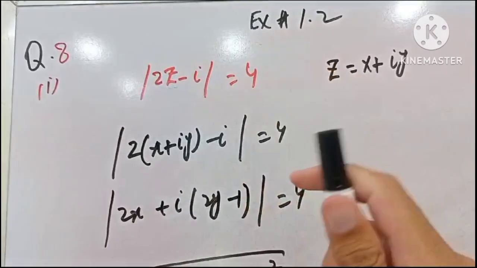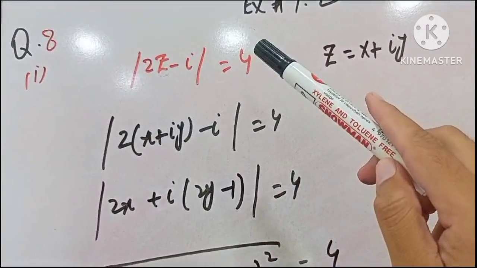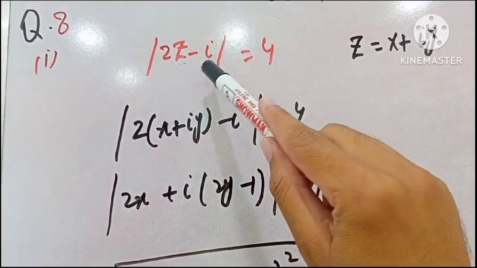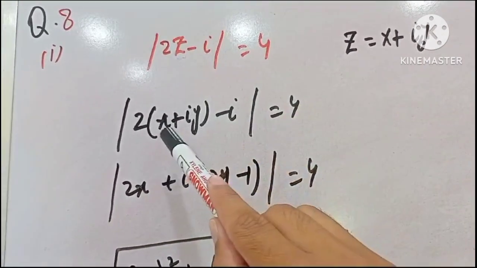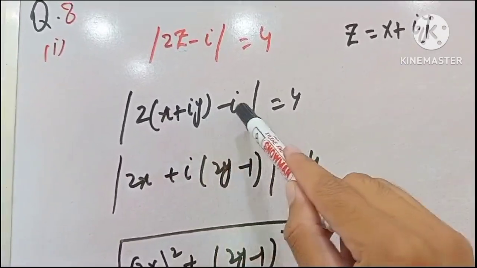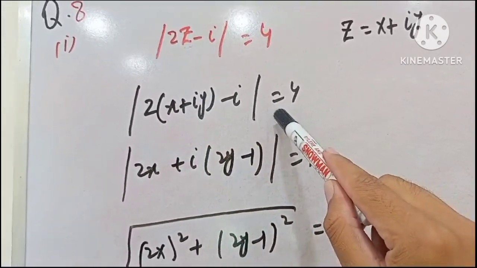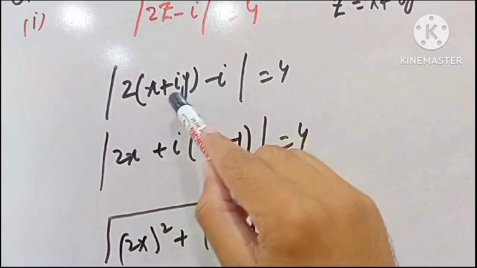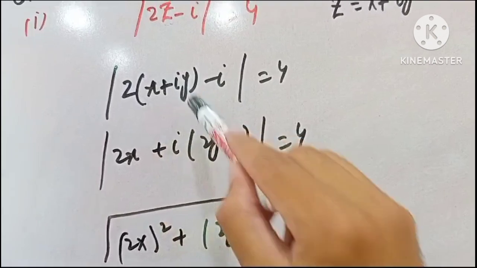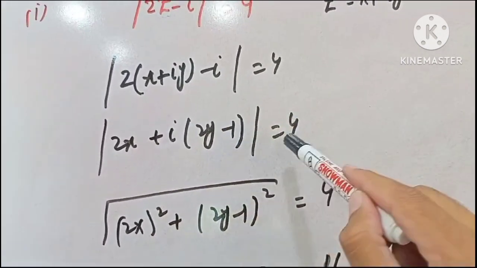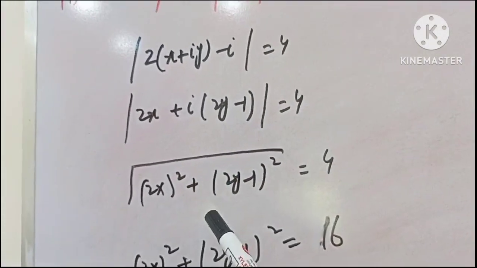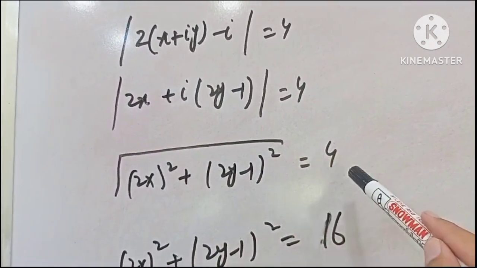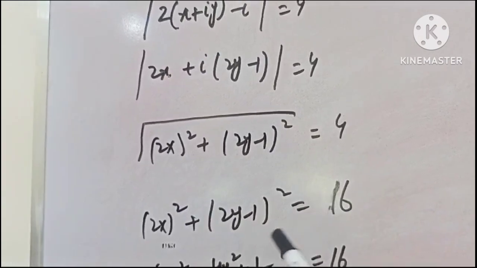Question number 8. Write equations in xy form by taking z equal to x + iy. The question is |2z - i| = 4. Putting the value of z: |2(x + iy) - i| = 4. Separating real and imaginary parts: 2x is the real part, and 2iy - i, taking i common, gives i(2y - 1). Taking the modulus, real part square plus imaginary part square, square root, equal to 4.